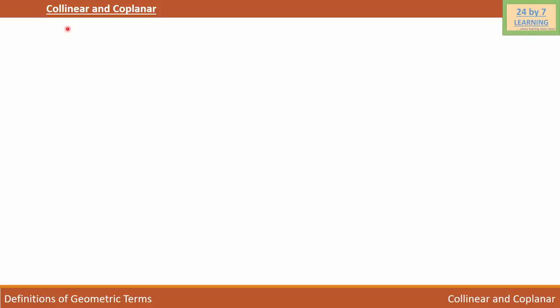In this video, we are going to talk about collinear and coplanar. So let's talk about collinear. Collinear is basically written like this, and if we separate the co and linear, we get co plus linear, where co simply means common and linear means line, which simply means that points are collinear if they have a common line.